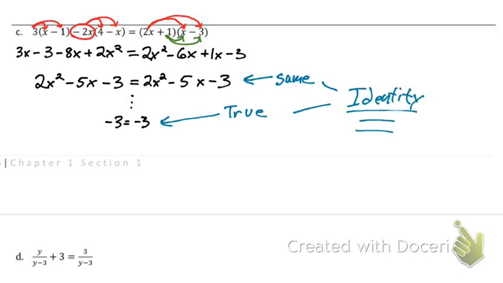You can stop at any place. If you notice the same thing on both sides, you can go ahead and say it's an identity, or you can continue solving and come up with a true statement and say, okay, now I know for a fact it's an identity.